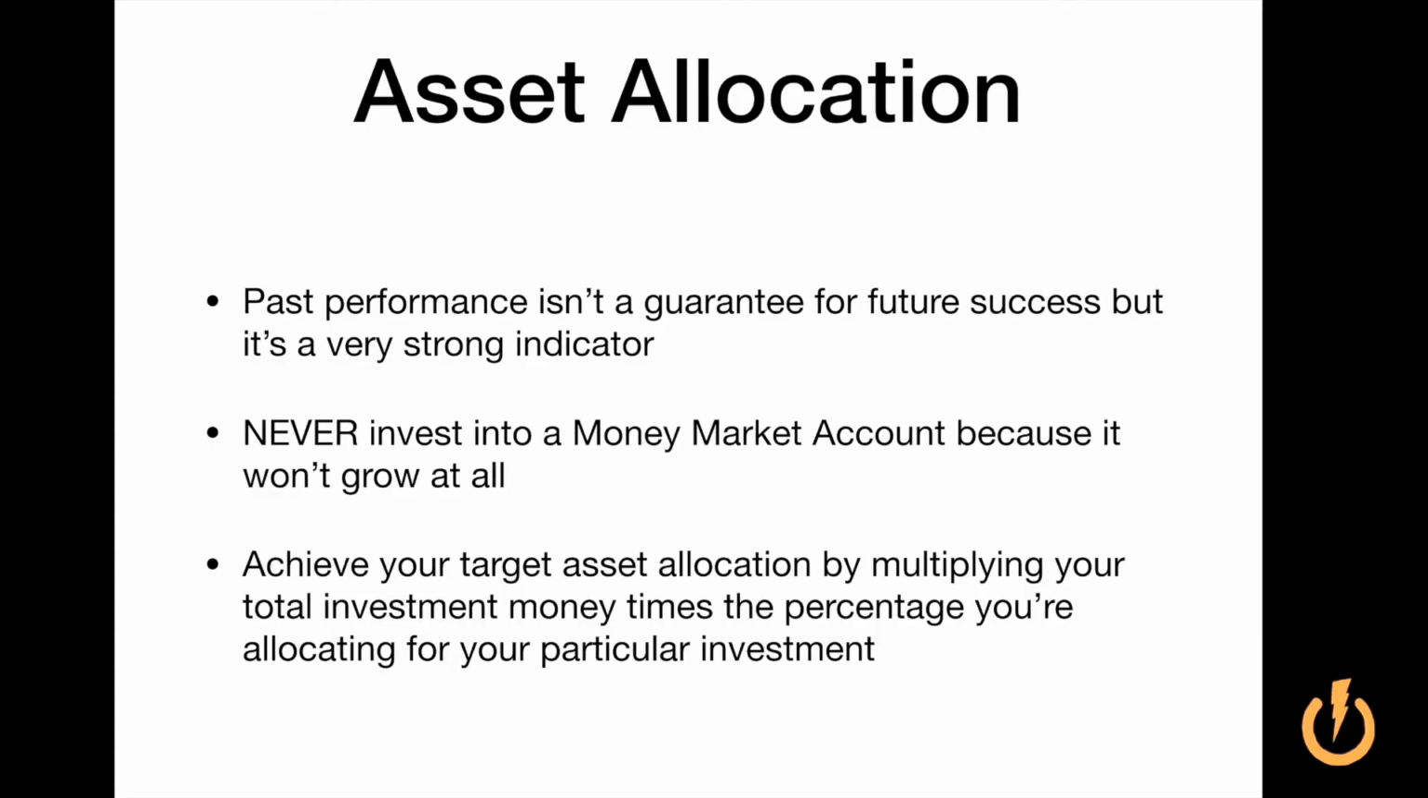Finally, before we dive into a hands-on look of a portfolio, past performance doesn't guarantee future success, but it is a strong indicator. Second, never invest into a money market account because that's basically just your money sitting in cash. It won't grow at all. Lastly, this one involves a little bit of math. You can achieve your target asset allocation by multiplying your total investment money times the percentage you're allocating for a particular investment.